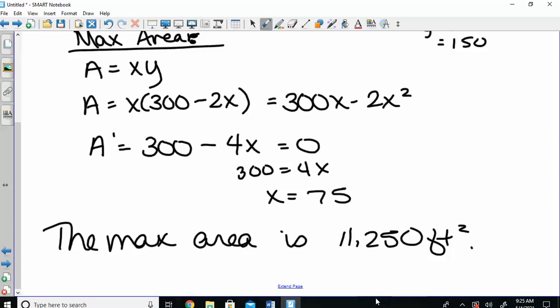Yes? Are these the ones that you want in sentences? Yes. Word problems, I prefer a sentence. If I give you words, answer in words.